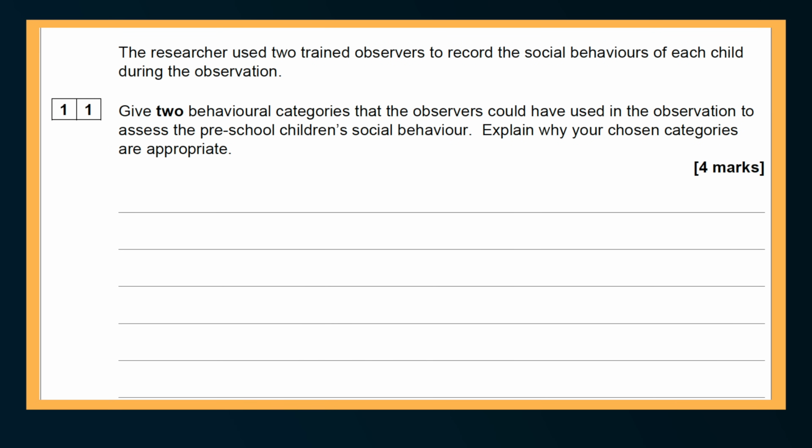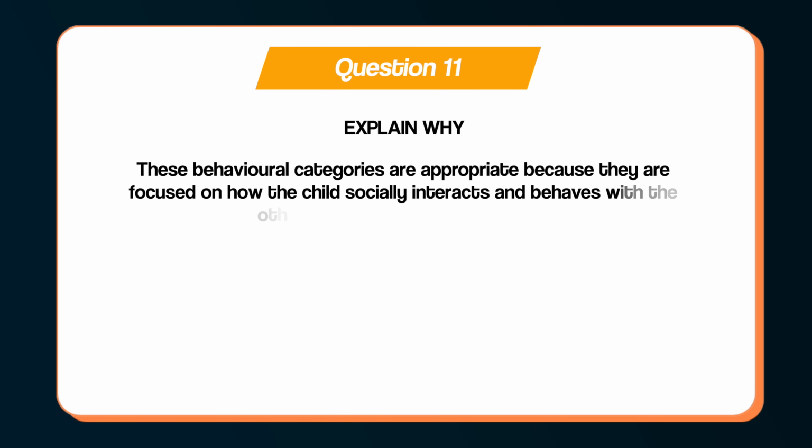But there's a second part to the question with the command phrase explain why. You now need to explain why your chosen categories are appropriate, which is a slightly funny question, but what it's testing is your understanding of observations and why they have behavioural categories. You obviously are going to want clear behavioural categories that are distinct and don't overlap. So you could write, these behavioural categories are appropriate because they are focused on how the child socially interacts and behaves with the other children in the nursery room.